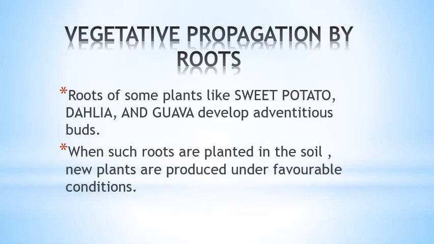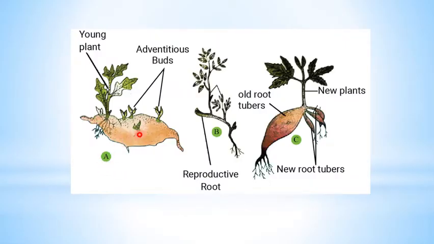You can see in this image, this is your sweet potato and these are the adventitious buds, and from the adventitious bud the young plant comes out. If they are grown under the soil, they will produce new plants. This is your old tuber and this is your new plant with a number of new root tubers, which will again give you new plants. So from root to root, if we are getting a new plant, that is the natural method of reproduction by the root. The common example is sweet potato.